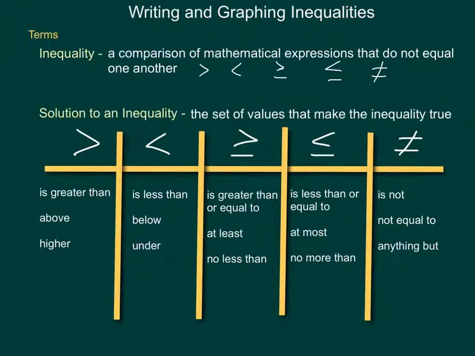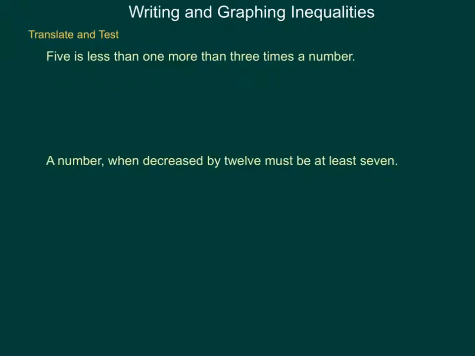Now, how can we go about translating from English into mathematics some of these terms? Let's take a look. So our first sentence, 5 is less than 1 more than 3 times a number, we can break down into its pieces. First, let's find the phrase that denotes our inequality. And the one that I see in here is this phrase, is less than. So that tells me right away I'm dealing with less than.